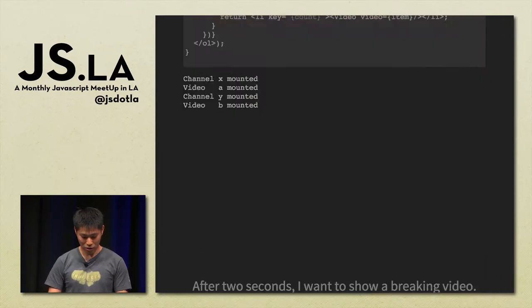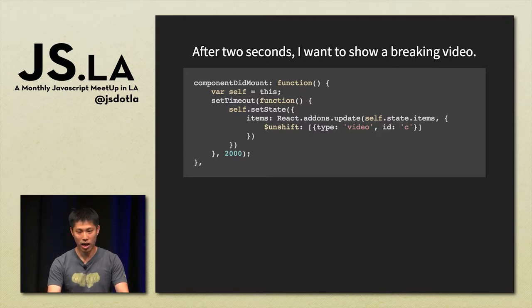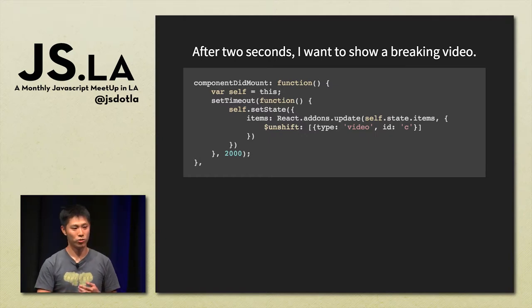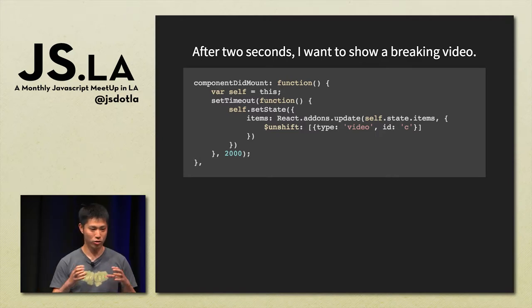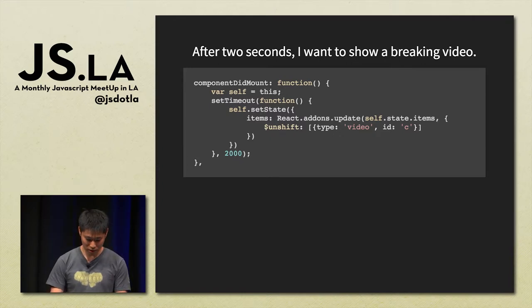Okay, let's do something more. Now, after 2 seconds, I want to show a breaking news video. So what I can do is a set timeout, and then I insert a video object in front of the array. So React will re-render it and insert the video in front of it. Now, let's see what's going to happen here.